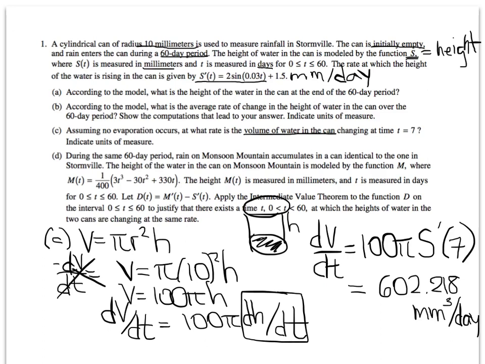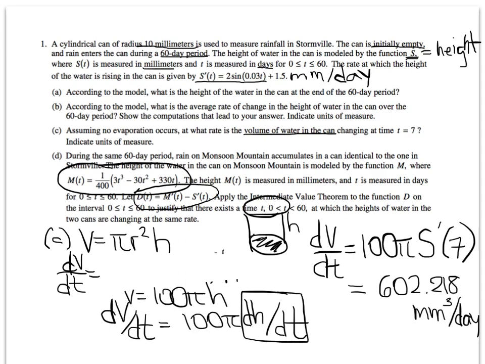And so for part D, we are told that during the same 60-day period, rain falls on a different mountain, Mount Masoon. So for this, it's accumulating, but we have a new function now. This function is m of t, and that represents the height. We need to look at the difference between these two rates, so it'd be m prime minus s prime of t, and use the intermediate value theorem to show that there will exist a time between 0 and 60.